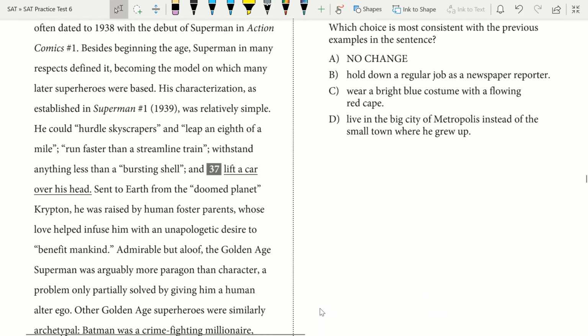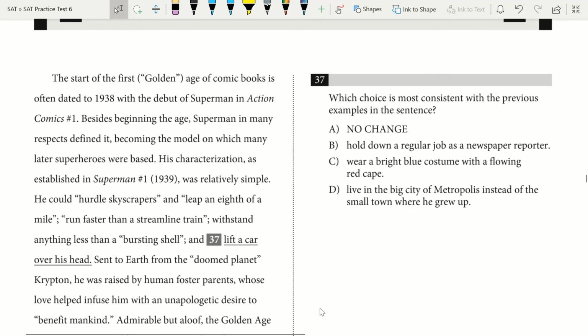The start of the first golden age of comic books is often dated to 1938 with the debut of Superman in Action Comics 1. Besides beginning the age, Superman in many respects defined it, becoming the model on which many later superheroes were based. His characterization, as established in Superman 1 in 1939, was relatively simple. He could hurdle skyscrapers, leap an eighth of a mile, run faster than a streamlined train, withstand anything less than a bursting shell, and lift a car over his head.